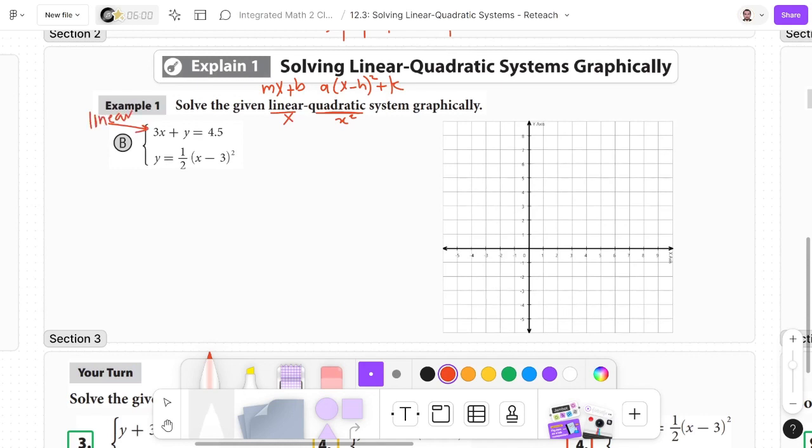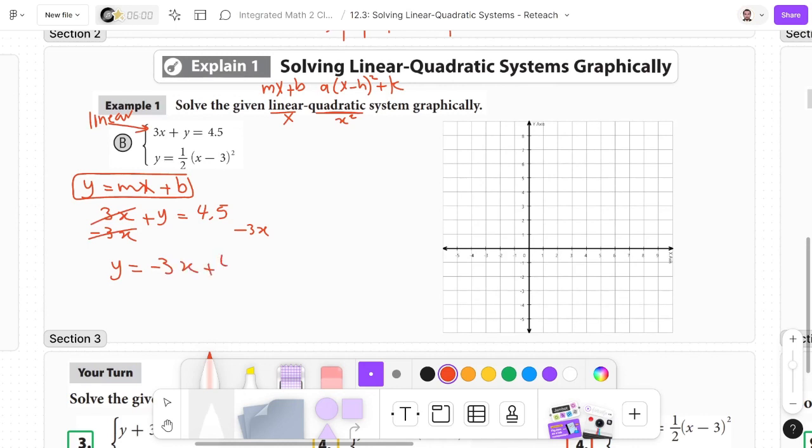So now let's graph the linear one. So the equation should be in this form, mx plus b. Okay, so this form should be in your mind. Now, how can I solve 3x plus y equals 4.5? So what should I do? I have to isolate y. So I have now to subtract 3x from both sides. So we cancel this out. So y is equal to negative 3x plus 4.5. So this is my linear equation.